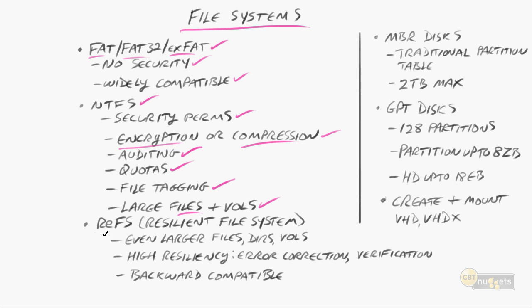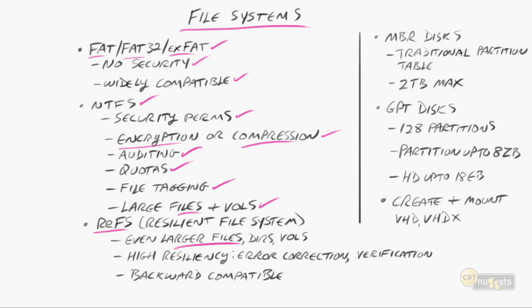Now, the resilient file system is really probably where the future of file systems will go. A couple of reasons for this. This is called, by the way, the resilient file system. This gives us access to even larger files than what we had before. Well, with this, you can get a single file up to 16 exabytes in size, people.